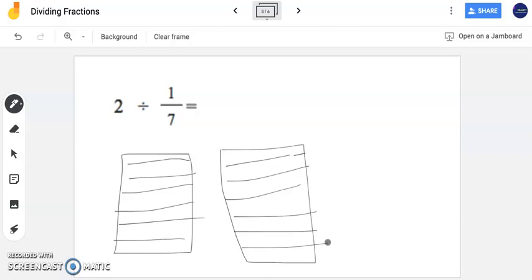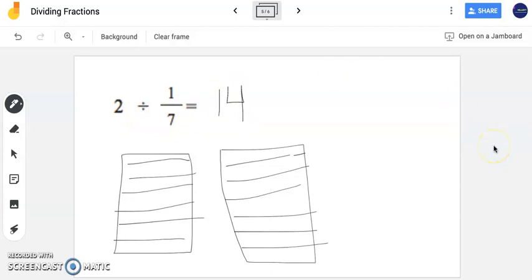Just like I did in the previous problem, I'm now going to count how many sevenths I have. 1, 2, 3, 4, 5, 6, 7, 8, 9, 10, 11, 12, 13, 14. Giving me an answer to this problem, 2 divided by 1/7 equals 14.